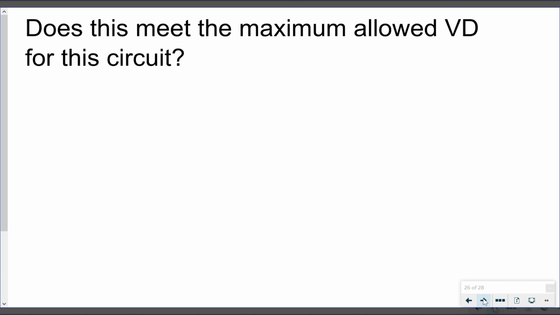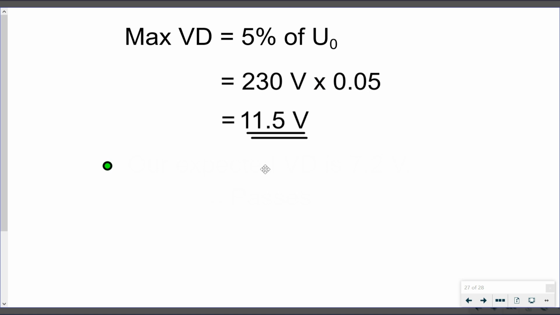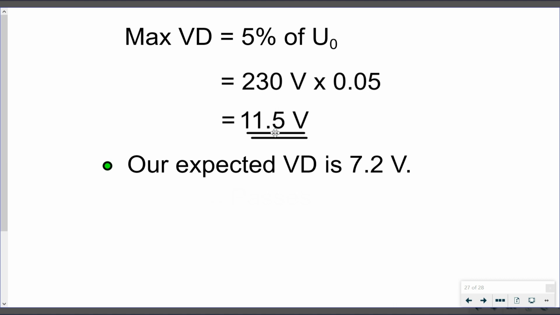Follow-up question: does this meet the maximum allowed volt drop for this circuit? Well, the maximum volt drop for this circuit is 5% of U0, the nominal voltage to earth. So 230 volts times 0.05 is how we find that 5%. That gives us 11.5 volts as a max. Now our expected volt drop is 7.2 volts. So therefore this passes, as it's less than that 11.5 volts.